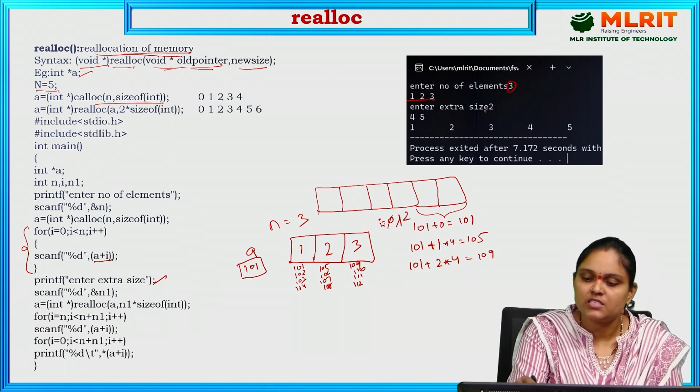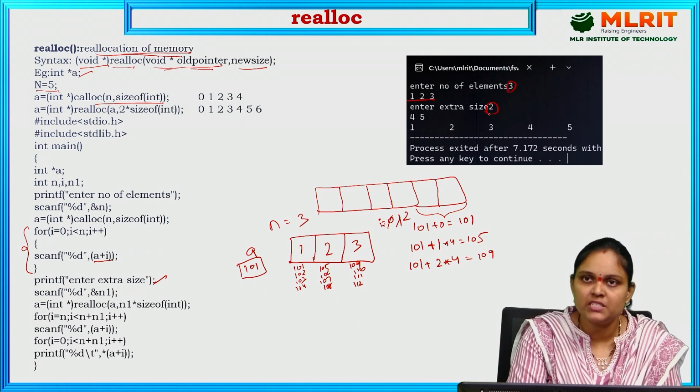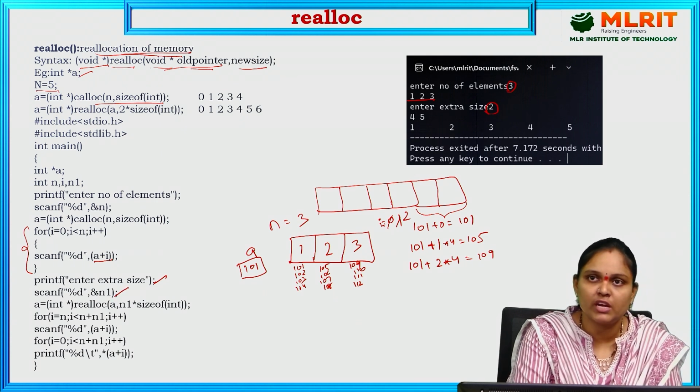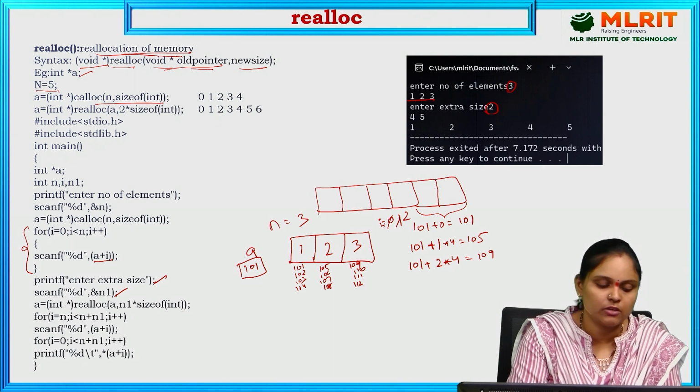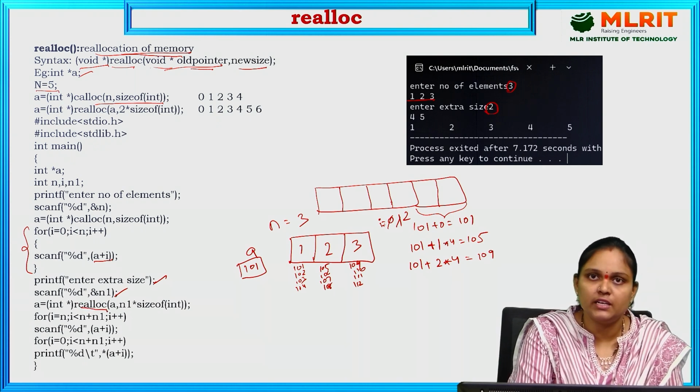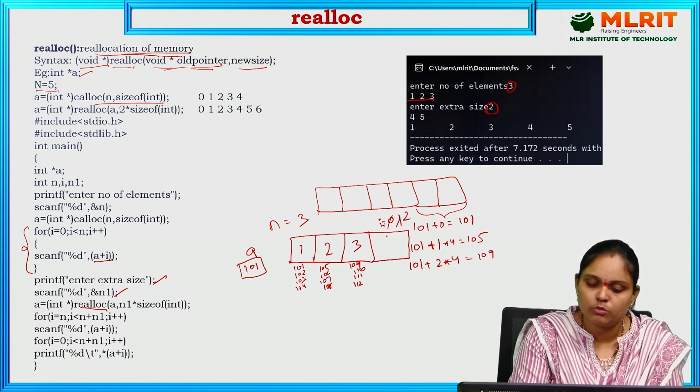So here the extra size we are giving it as 2 number of elements. And next, by using this scanf statement, we are reading that n1 value. So the 2 value will be stored in that particular n1 variable. And by using this realloc function, we are allocating the memory next adjacent to this. So the next 2 blocks of memory will get allocated over here.